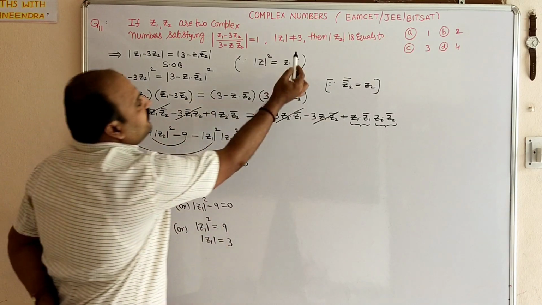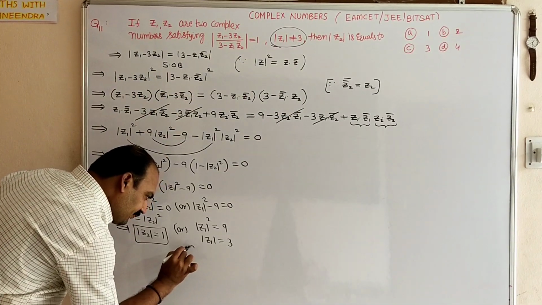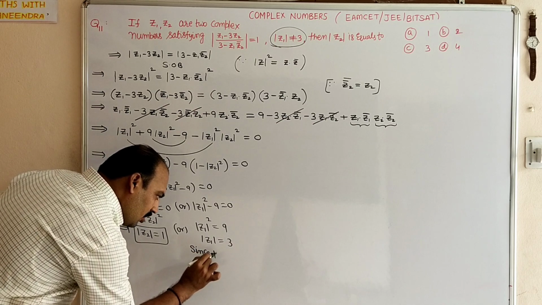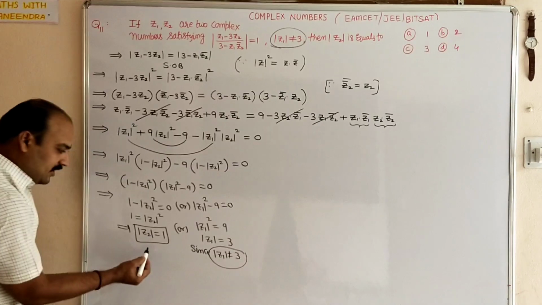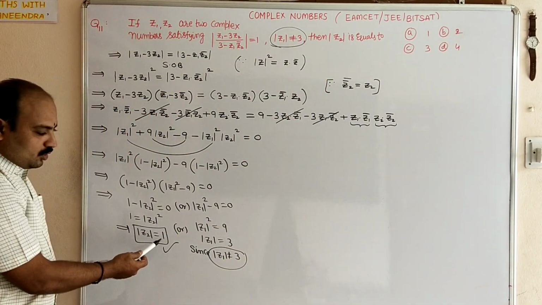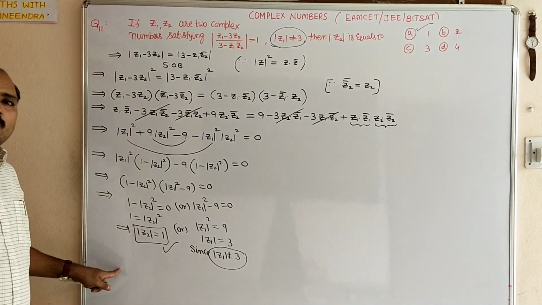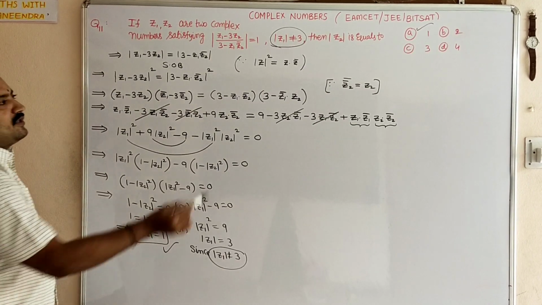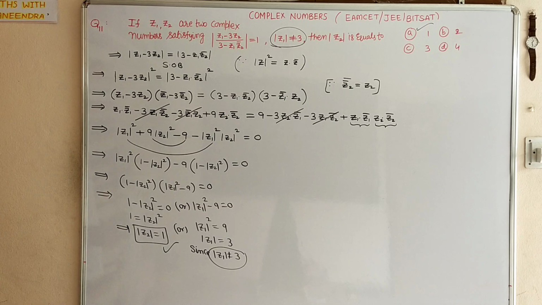But since it is given mod Z1 is not equal to 3, then obviously the mod Z2 value is equal to 1 only. They are asking mod Z2. That value is equal to 1, which is there in the first option. This is the way you can go. You will get the answer, dear students. And this is a very, very important property, this one as well as this one. Based on that, we got this answer. This is the way we have to do that.